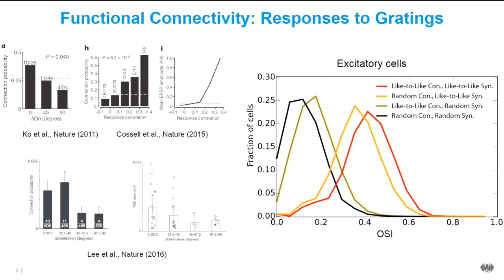And two, this is a model for layer 4, and so it makes a prediction that we would expect similar architectures in layer 4, because as of right now it's only been seen in layer 2-3 of the mouse. We're excited that maybe experiments in the future will test this, and we'll see what the experiments will say.